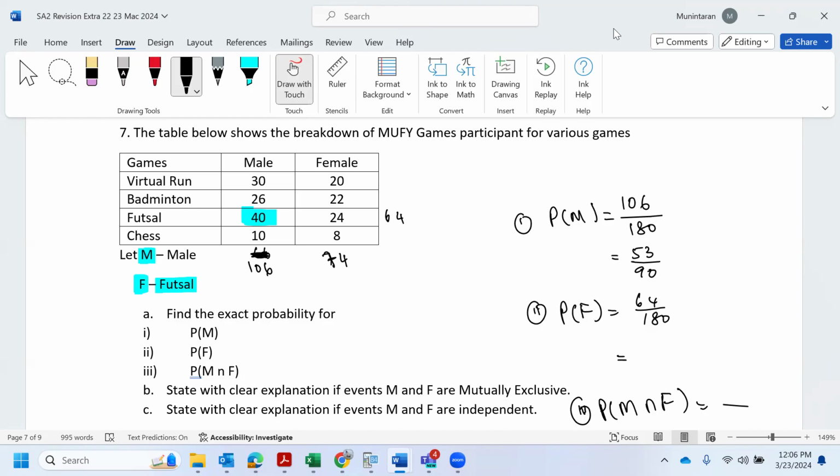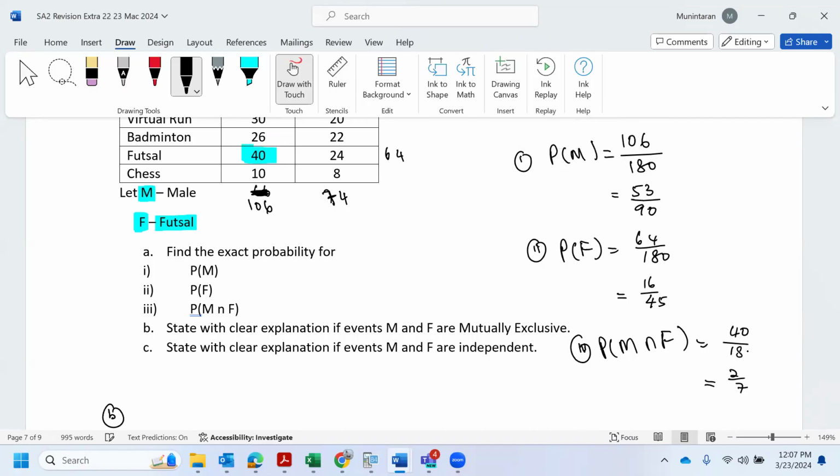Okay, 16 over 45 is F for futsal, not female. What am I doing? 16 over 45. So this is 40 over 180, which is 2 over 9. Yeah, sorry about that.